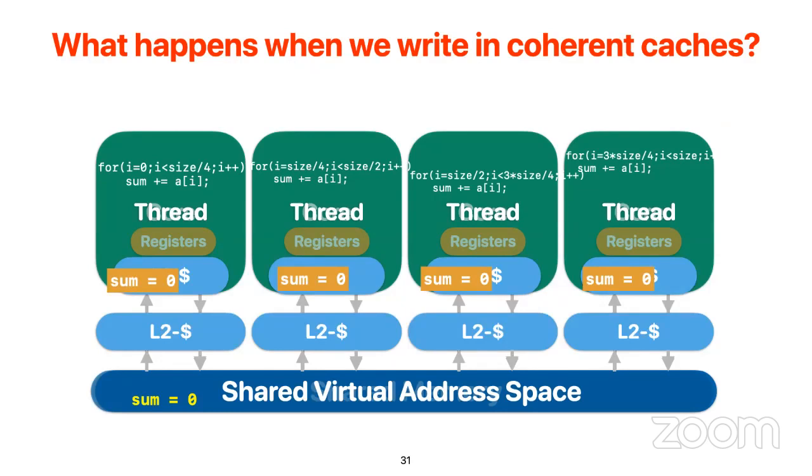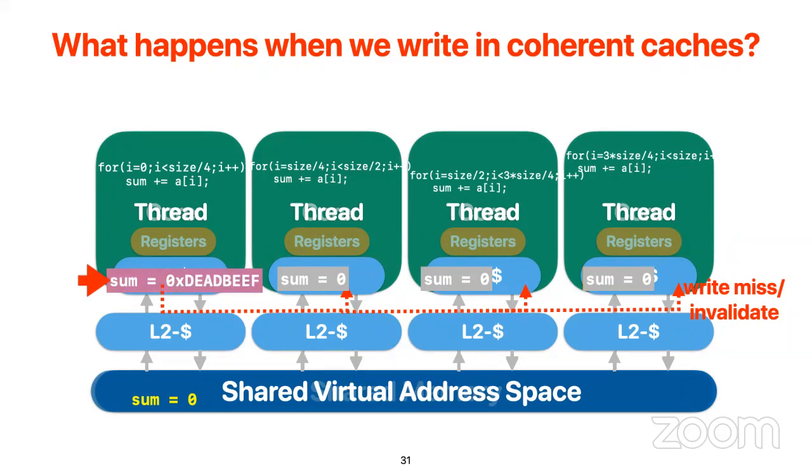With this, what would happen is that in the very beginning, everyone sees sum equal to zero. If one thread, like thread one, is trying to update sum, then that thread would broadcast to everybody, okay, I'm going to invalidate this data, so your copy of sum equal to zero is no longer trustworthy. And in this way, the thread that is currently modifying the data is in the exclusive state because it's the only one who owns the up-to-date data.